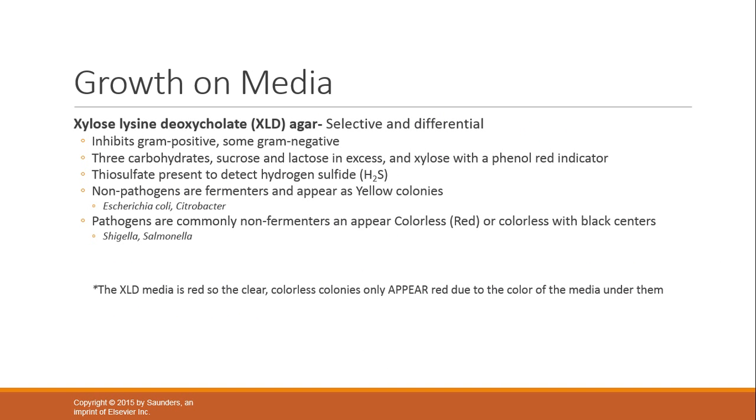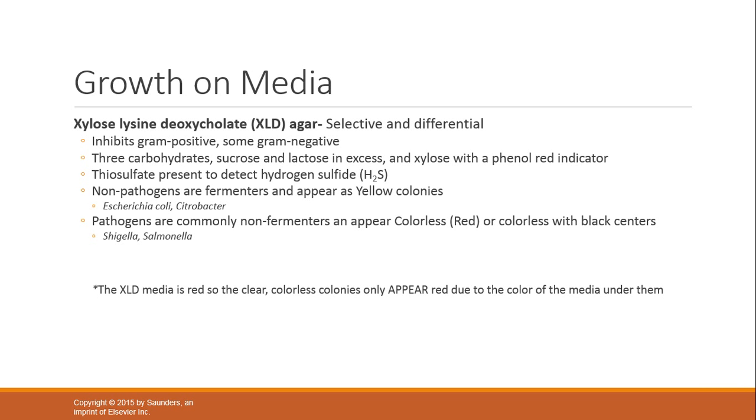All right, here's another one, XLD agar. And different facilities will use different selective and differential media based on whatever they choose to use. So XLD agar, again, is selective and differential. It inhibits gram-positive organisms and lets your gram-negatives grow. It can inhibit some of your usual gram-negative organisms. This one's got 3 carbohydrates, sucrose, lactose, and xylose, and it's got a phenol red indicator. And it's also got some thiosulfate in there so that we can detect H2S.